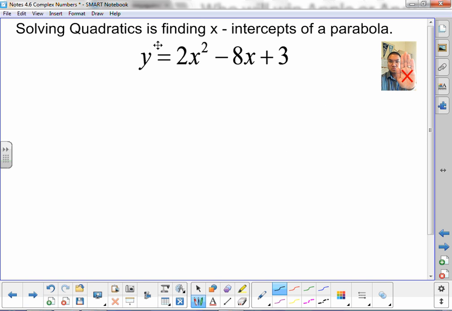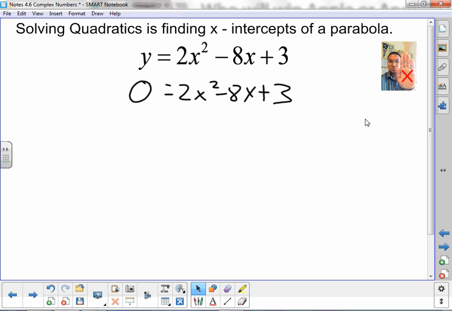All right. Solving quadratics is finding x-intercepts of a parabola. We went over this many times before. To find an x-intercept, you put a 0 here, equals 2x squared minus 8x plus 3. And then you can solve this by factoring, things like that. But basically what I'm trying to get at here is that when you solve a quadratic equation, you're finding an x-intercept. So you're actually finding the x-intercepts of the parabola.